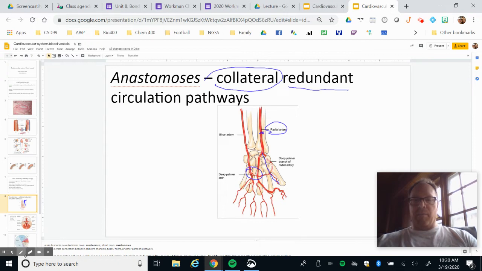Let's say we had some type of blockage there. Well, the thing is, this redundancy here allows for blood flow from the ulnar artery to cross over and still supply blood for your extremities on this radial side of the hand. So these anastomoses are really critical, and can prevent ischemia or lessen the effect of ischemia, which is blockage of blood flow to distal structures, because they're redundant.